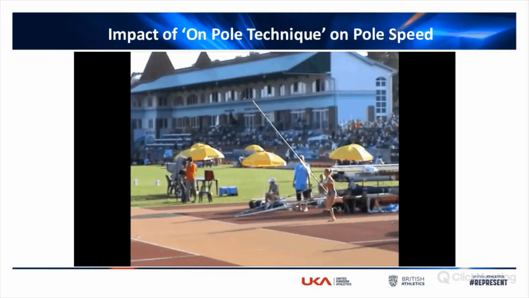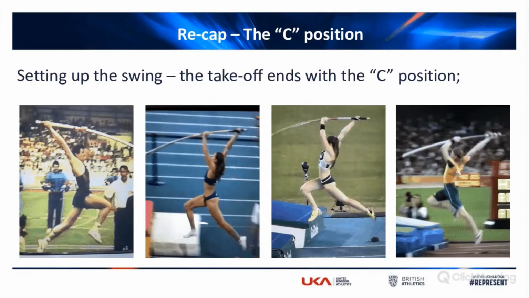So we've had a quick look at Kirashova's jump there. Again, I'm not advocating that, but it's important that we understand why that happens. Ultimately, what we're trying to do with this flight phase is set up the swing, and by doing that, we have to get into what everybody calls the C position. If we draw a line from the top hand down through the shoulder, hip, trail leg, knee and ankle, we've got this beautiful C position.